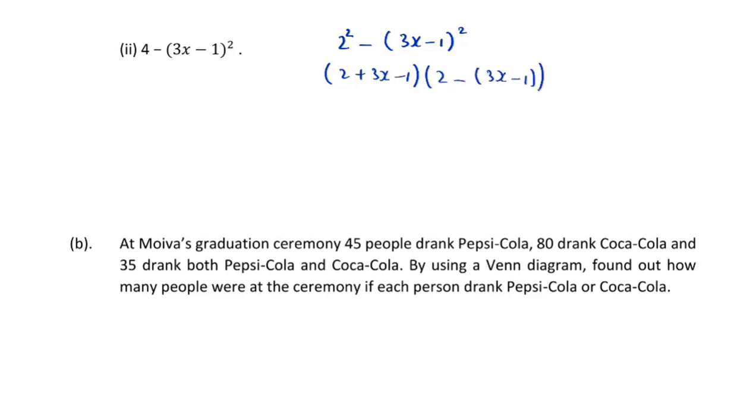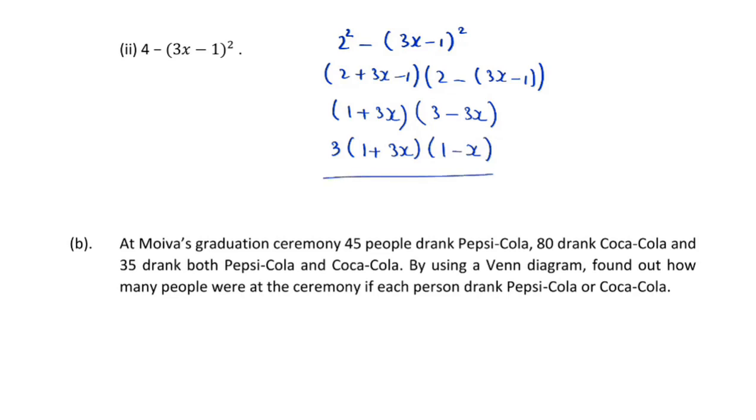Let us now combine the terms inside the brackets. We are going to have in brackets 1 plus 3x times in brackets 3 minus 3x. Let us factor out 3 from 3 minus 3x. We are going to have 3 in brackets 1 plus 3x and in brackets 1 minus x, and this is the final expression.